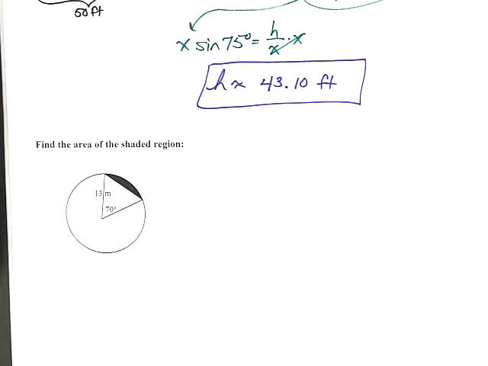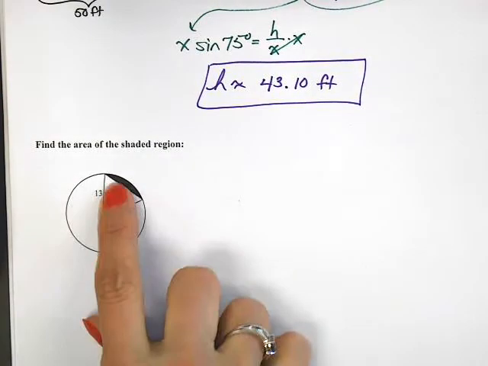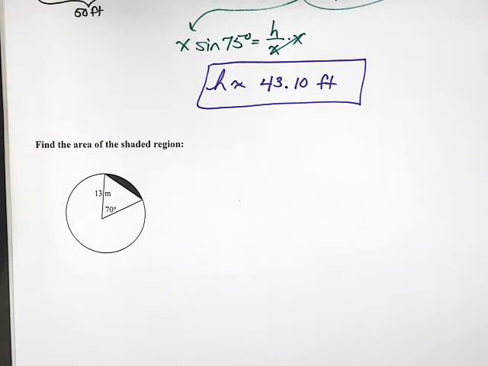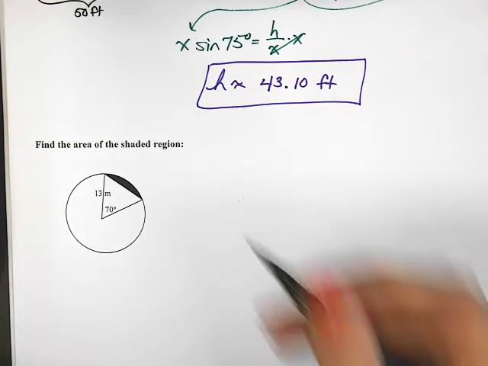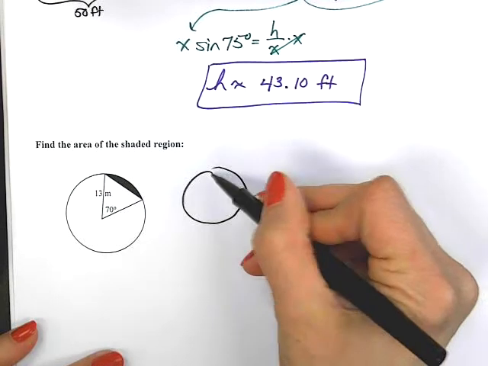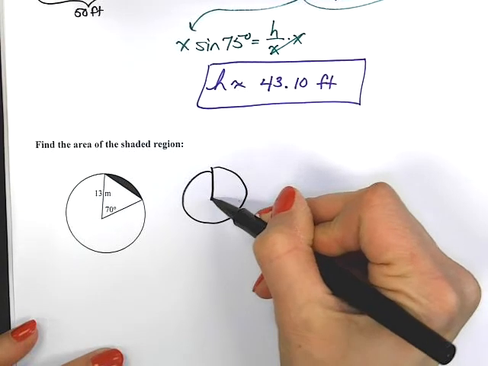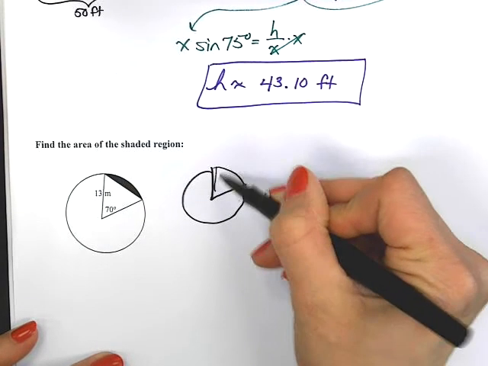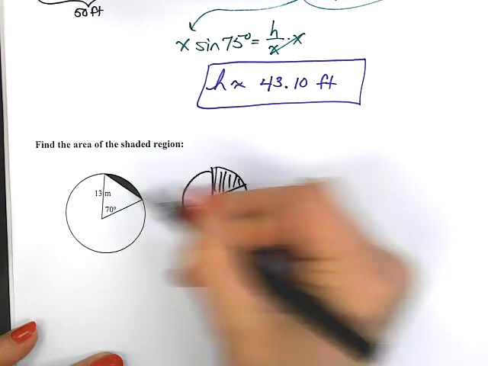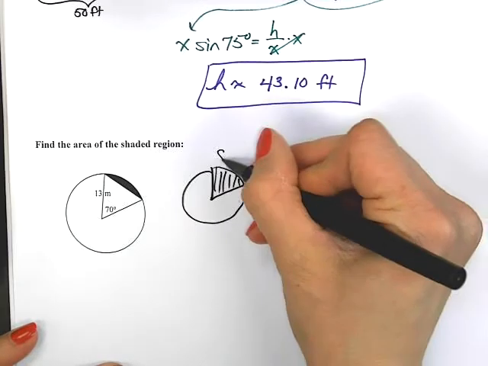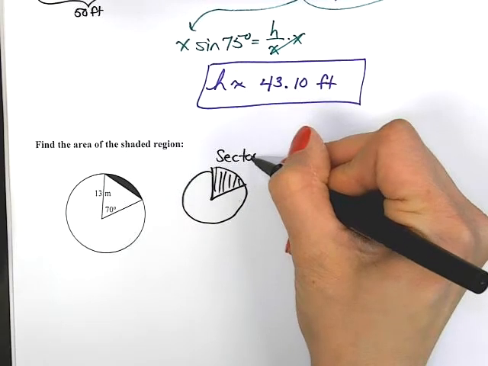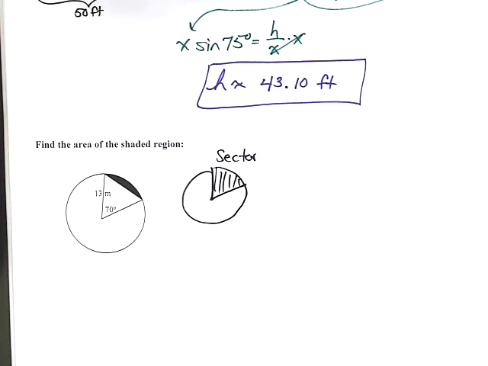Okay, the next one that we did a lot was find the area of this shaded region. Okay, so the idea here is you take a circle, and if you go to the center, there's a central angle right here. This much area, that's too much. This part here is called a sector. And I know that we studied that in chapter 6. This is definitely on your final.